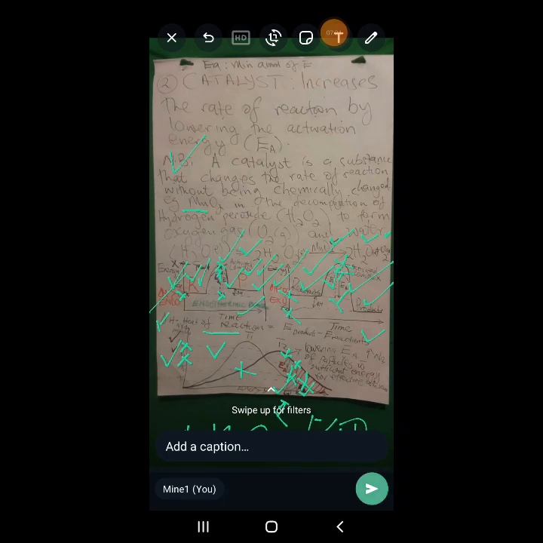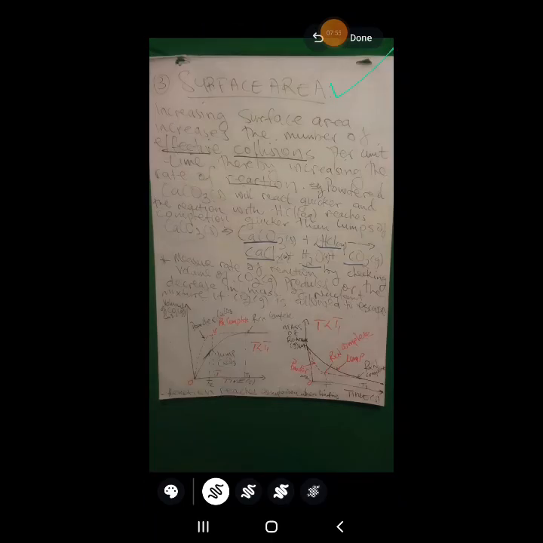Right? Let us proceed further and look at the effect of surface area on the rate of reaction. We say, according to the collision theory, increasing surface area increases the number of effective collisions per unit time, thereby increasing the rate of reaction. For example, powdered calcium carbonate CaCO3 solid will react quicker with HCl, hydrochloric acid, and the reaction reaches completion quicker than lumps of calcium carbonate solid, right?